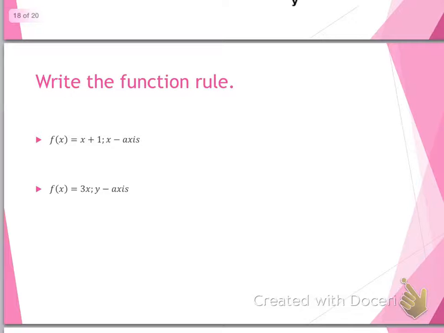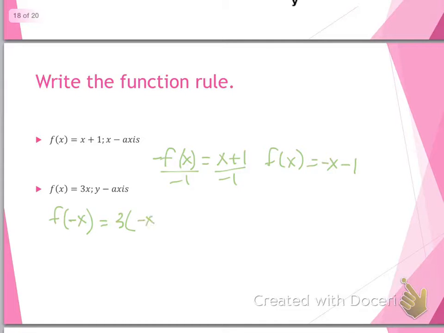Okay, write the function rule. So I got y equals x plus 1, or f of x equals x plus 1, and I need it reflected over the x-axis. So when we reflect over the x-axis, remember it is when we do the negative on the outside. So if I divide all these by negative 1, remember x-axis, we flip all the signs, so this becomes a negative x and a minus 1. When we reflect over the y-axis, it is a negative x. So 3 times negative x, which gets me negative 3x.